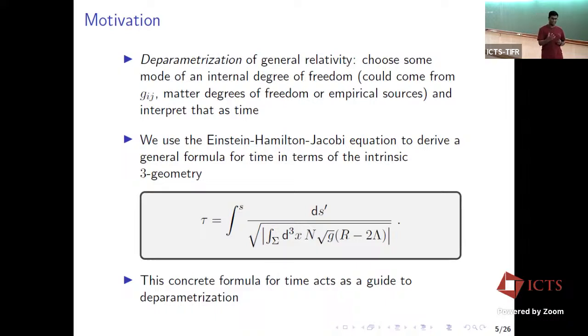And why is this true? It turns out that once we choose this to be time for our embedding of sigma into some four-dimensional space-time, we recover Einstein's equations for the four-dimensional metric in terms of derivatives with respect to this tau. I'll come to the description of various quantities here. This was just to flash the final result of it.